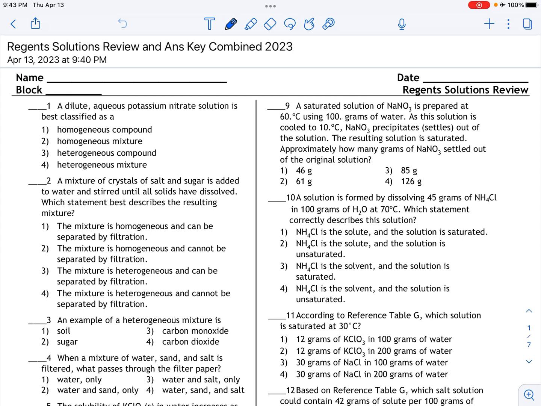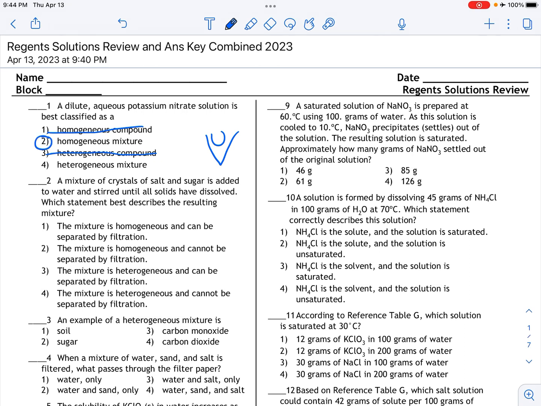Number one, a dilute aqueous potassium nitrate solution is... First of all, a solution is something solute dissolved in a solvent, which is two separate things, so it cannot be a compound. So then if it is a solution, that means it's uniform all the way through, so it would be homogeneous.